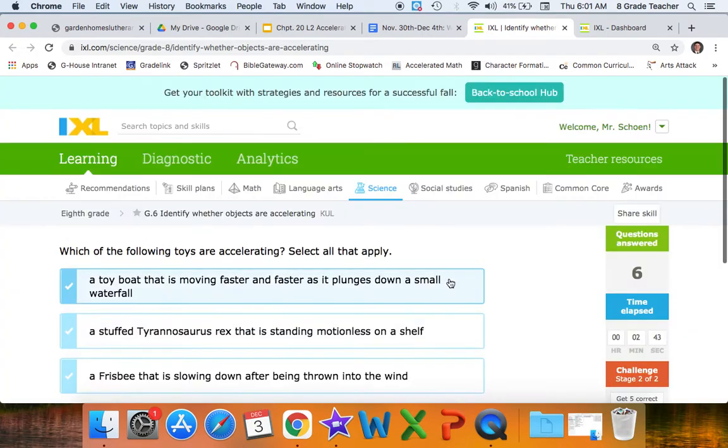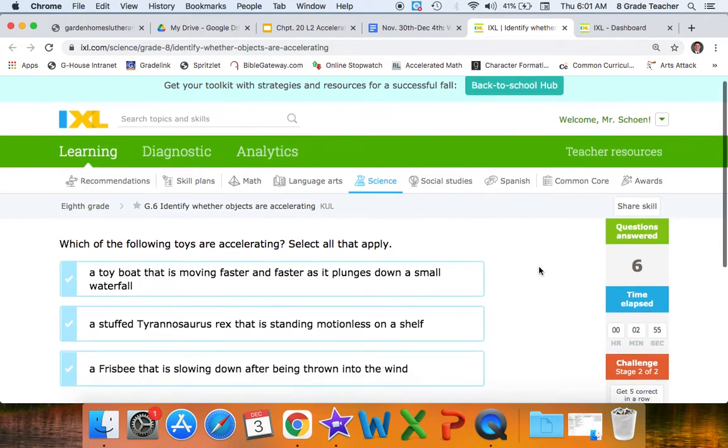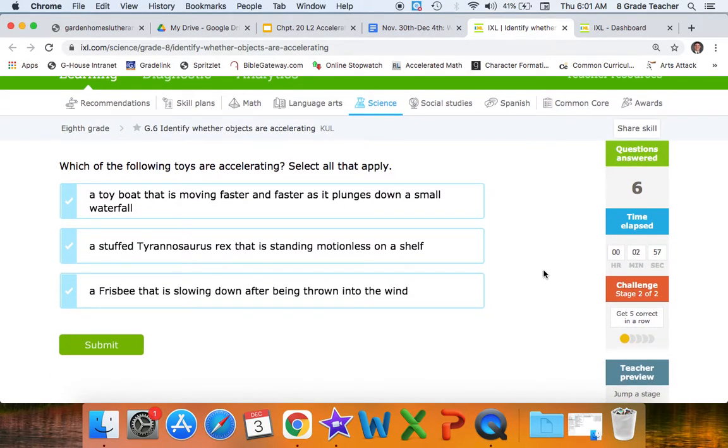Stage 2. Which of the following toys are accelerating? Select all that apply. Again, we're going to take our three-question buffer and apply that to each of these scenarios. Is it speeding up, slowing down, or changing direction? And use that to identify. A toy boat that is moving faster and faster as it plunges down a small waterfall. Faster and faster is our description.